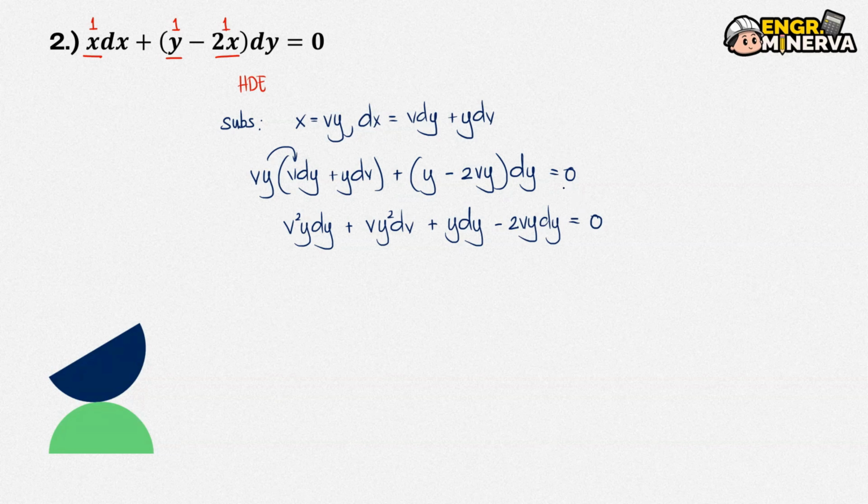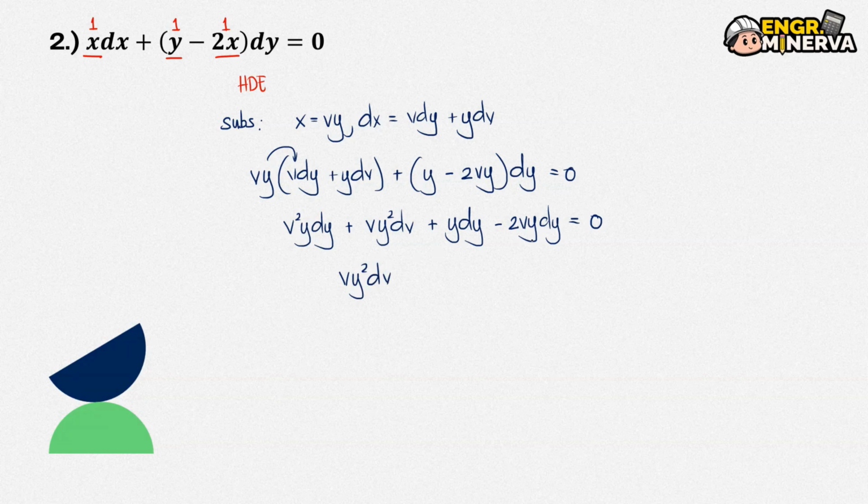Let's check if there are terms that we could combine or eliminate. With this type of differential equation, we cannot combine or eliminate some of the terms. So we just group the differentials. First, we group the differential v. We only have vy squared dv.